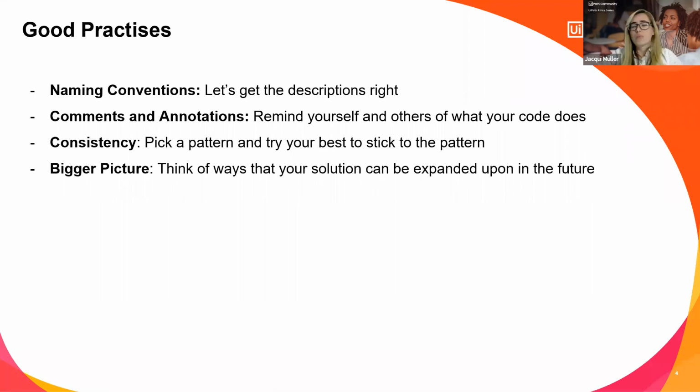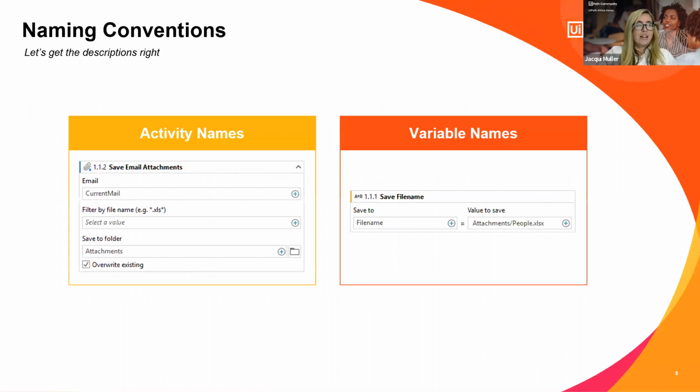So if we look at some of the good practices, some that I can name off the top of my head are naming conventions, comments and annotations, consistency, and then the bigger picture. If we break these down bit by bit, we start looking at naming conventions and we start wondering what that means, right? There are multiple different ways that you can look at naming conventions and how to implement them.